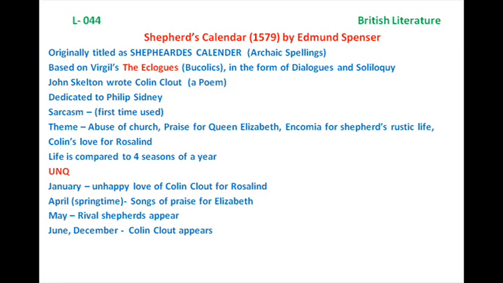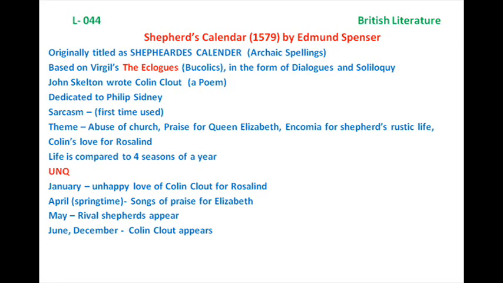And this poem is dedicated to Philip Sidney. And there is one more character, the name is Eliza. She represents Queen Elizabeth. Now about the themes used in this poem. The first important theme is the abuse of the church. So there is lots of corruption in the church, and the same thing is targeted by Edmund Spenser.